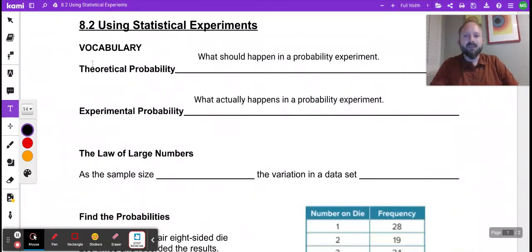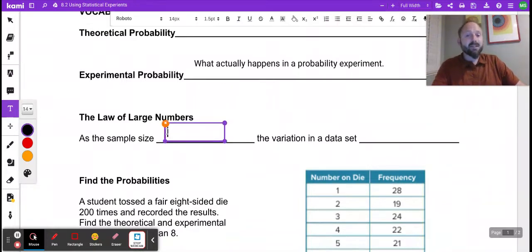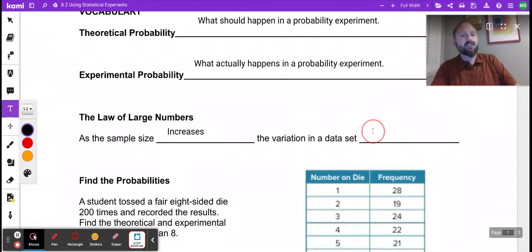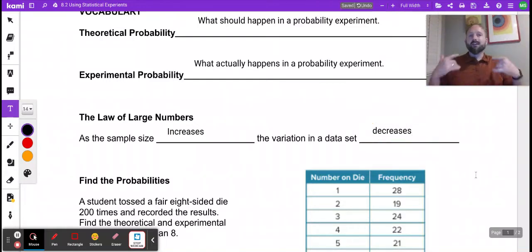So let's continue. The law of large numbers states that as the sample size increases, the variation decreases. So for example, going back to the idea of asking our high school what our mascot should be, if we increase the sample size from 50 to 400, the variation in our data set decreases. We should have a better idea of what our mascot should be if we ask more people.